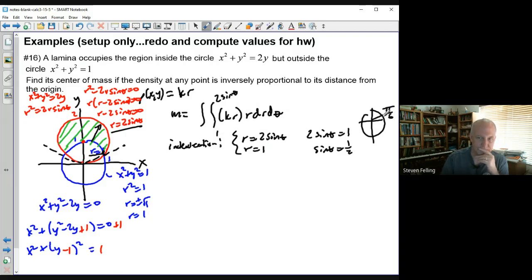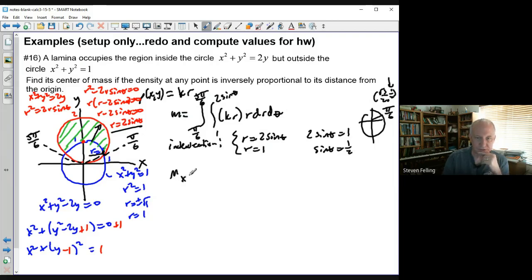Is that right? π/6, yeah, because this is √3/2, 1/2. Sine is 1/2 at π/6. So this would be π/6. And by symmetry, this would be π - π/6, or 5π/6. So it looks like I have to go from π/6 to 5π/6. And that would be my integral for finding m, right?